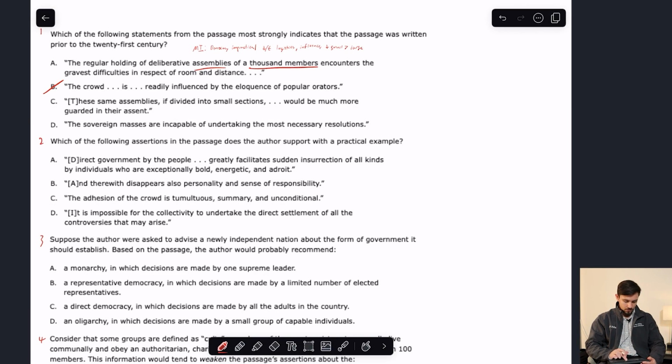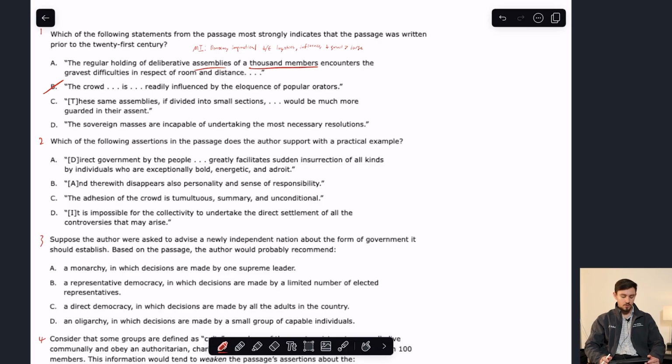All right. So question number 1 says, which of the following statements from the passage most strongly indicates that the passage was written prior to the 21st century? So this is pretty much saying, if we put on our modern thinking cap, which of these is possible in the 21st century or is incorrect in the 21st century?